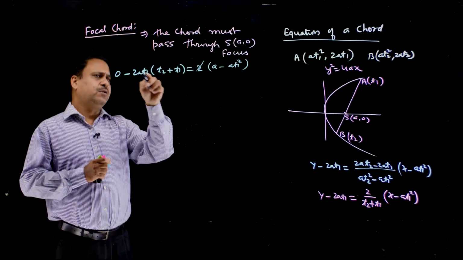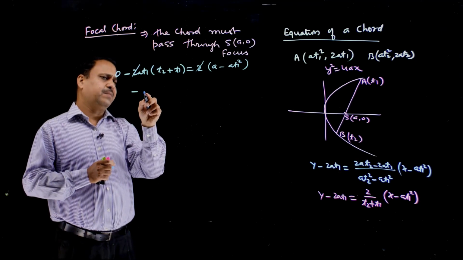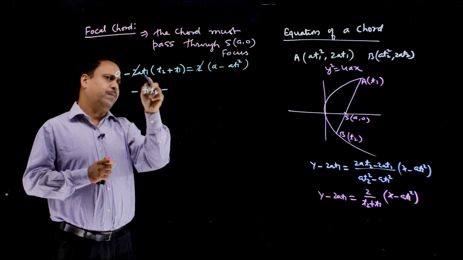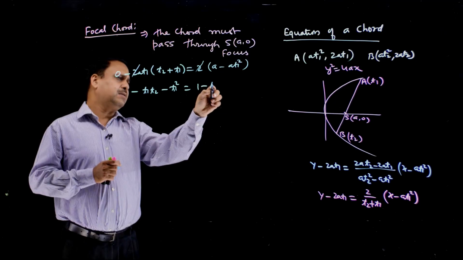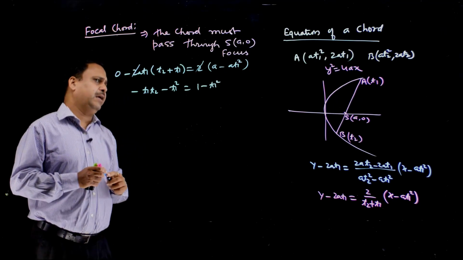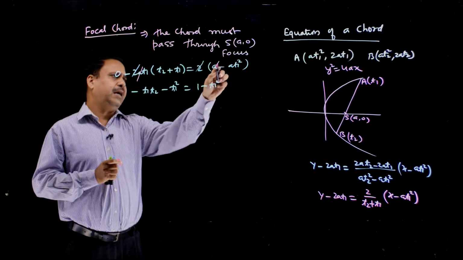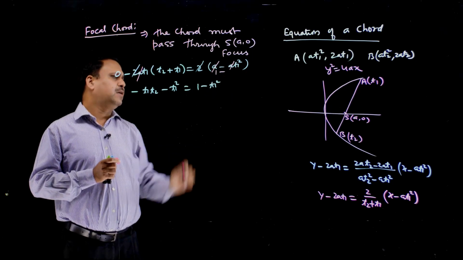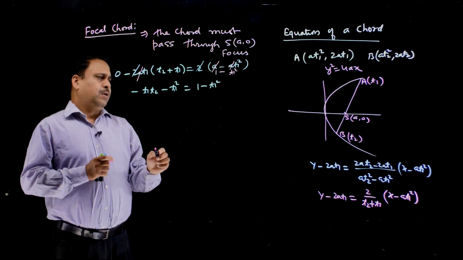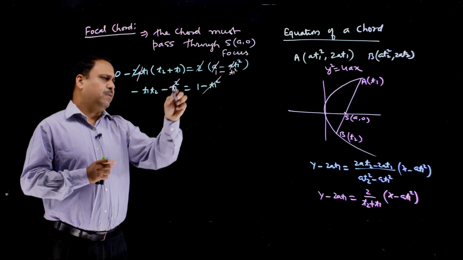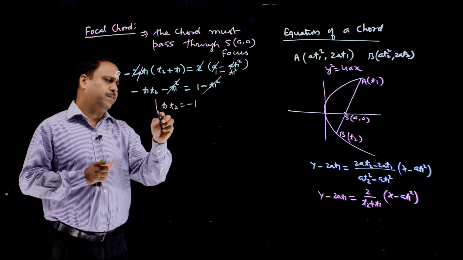2 will cancel out. a will also cancel out. So minus t1 (t2 plus t1) is equal to 1 minus t1 square. This I have taken outside a, and a is cancelling here. So it is 1 minus t1 square left here. So minus t1 t2 minus t1 square is equal to 1 minus t1 square, and t1 square will cancel out t1 square. So this gives me that t1 t2 is equal to minus 1.